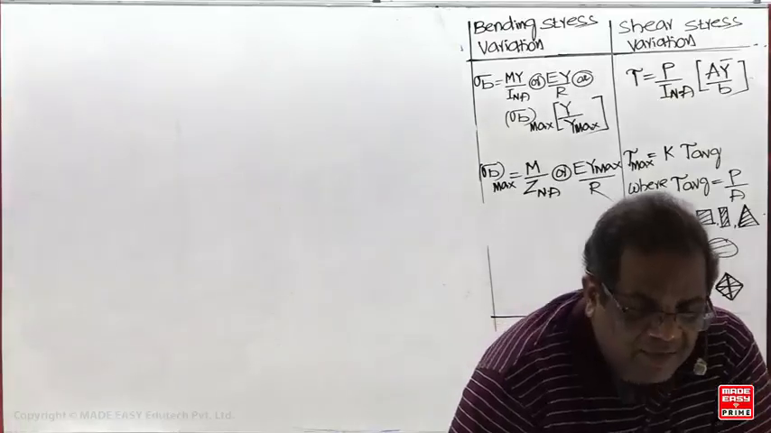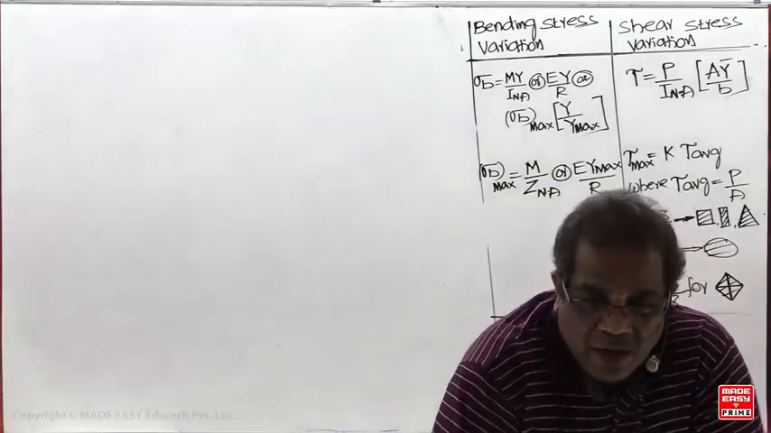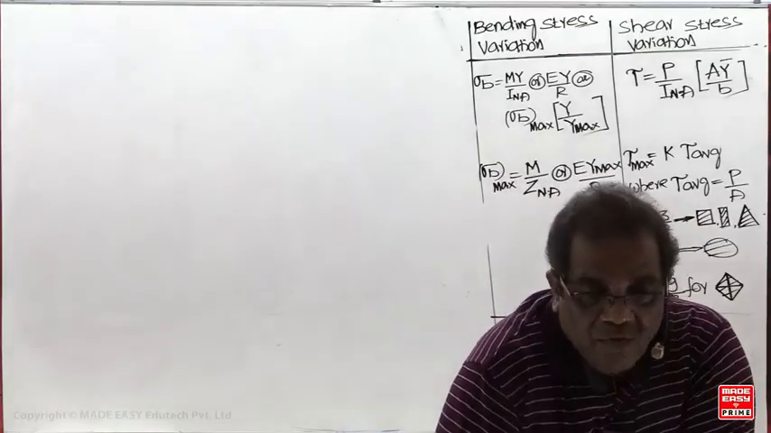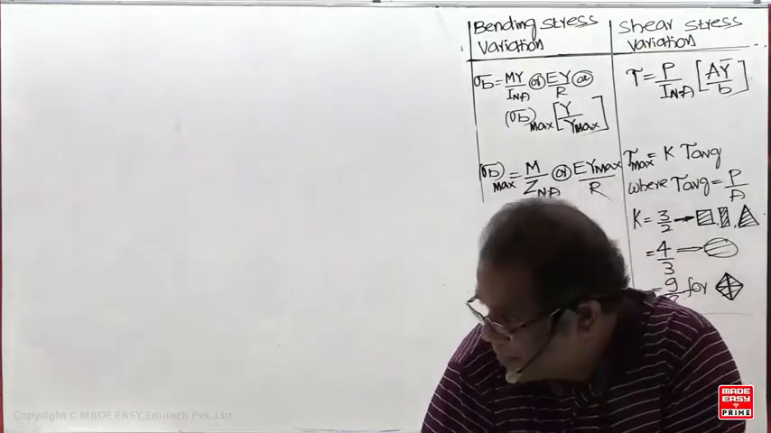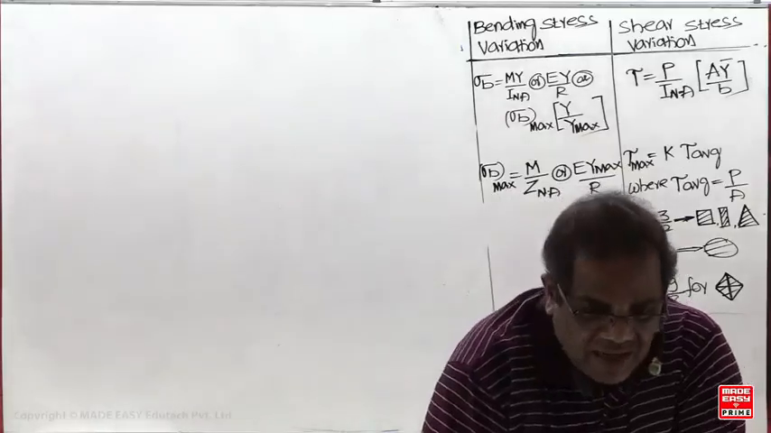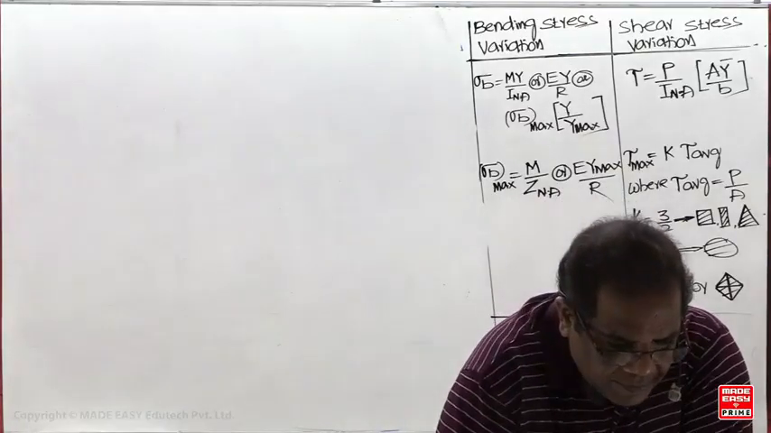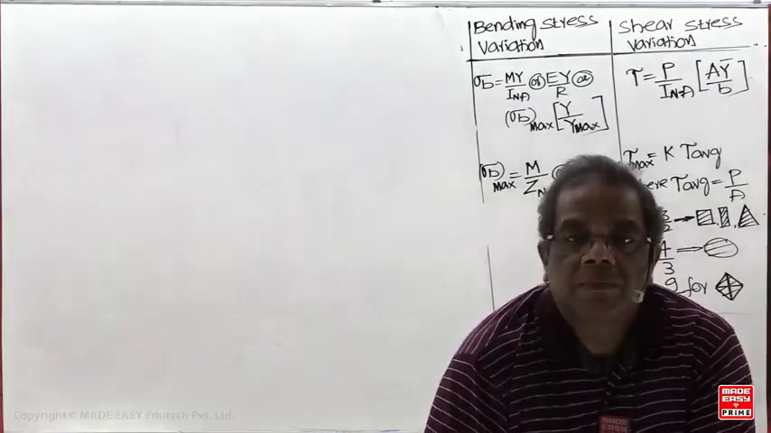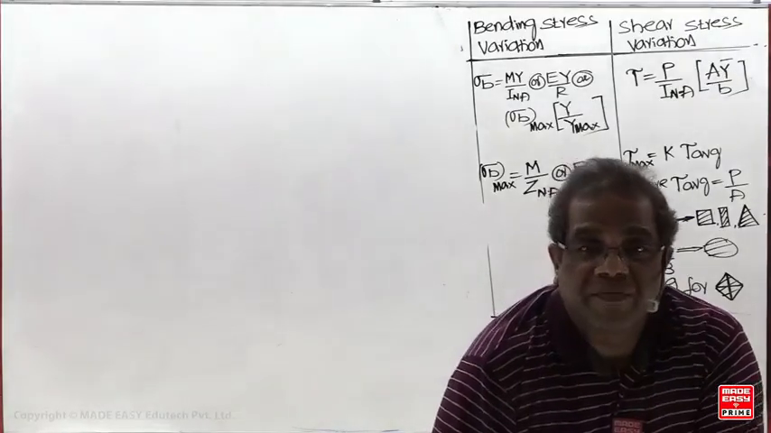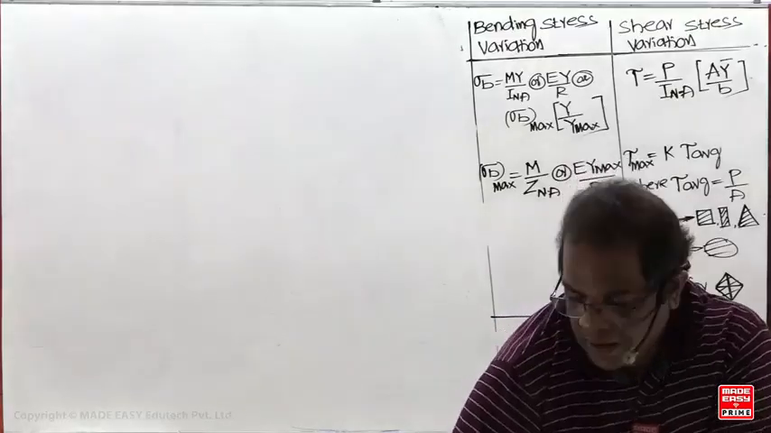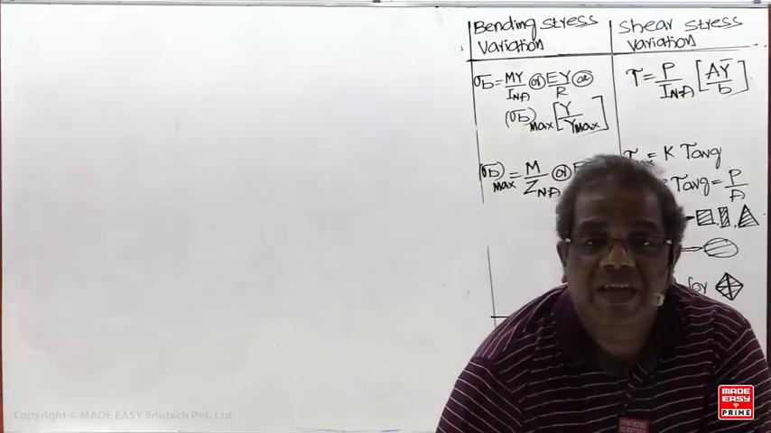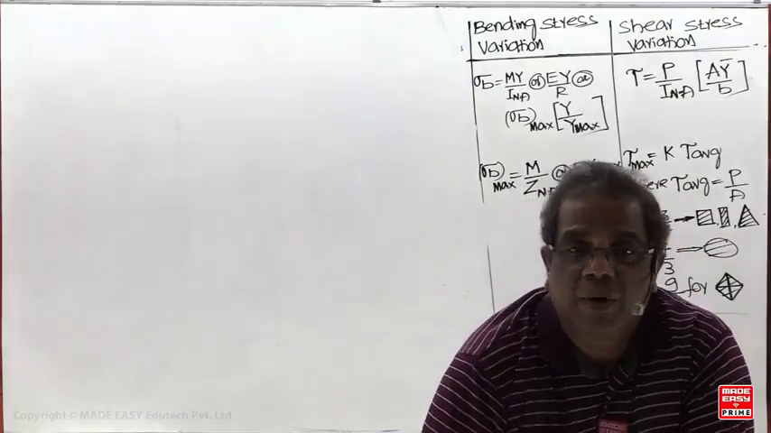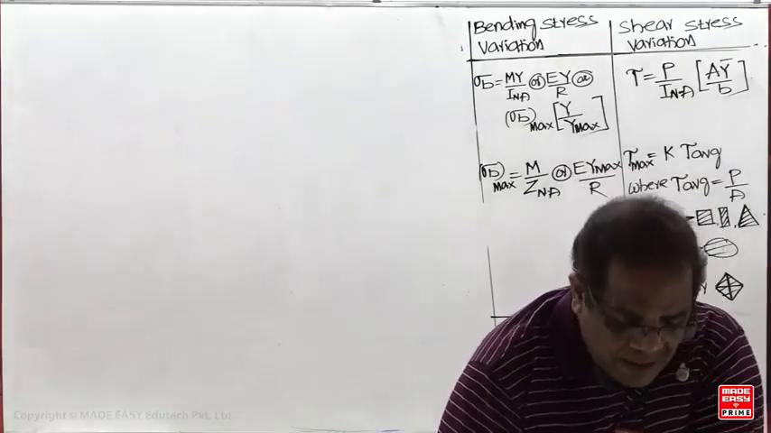Under simple bending, that is when both shear force and bending moment are acting on the cross section of the beam, the following states of stress are developed. Number 1: a uniaxial state of stress is developed at any point on the extreme fibers of the beam.